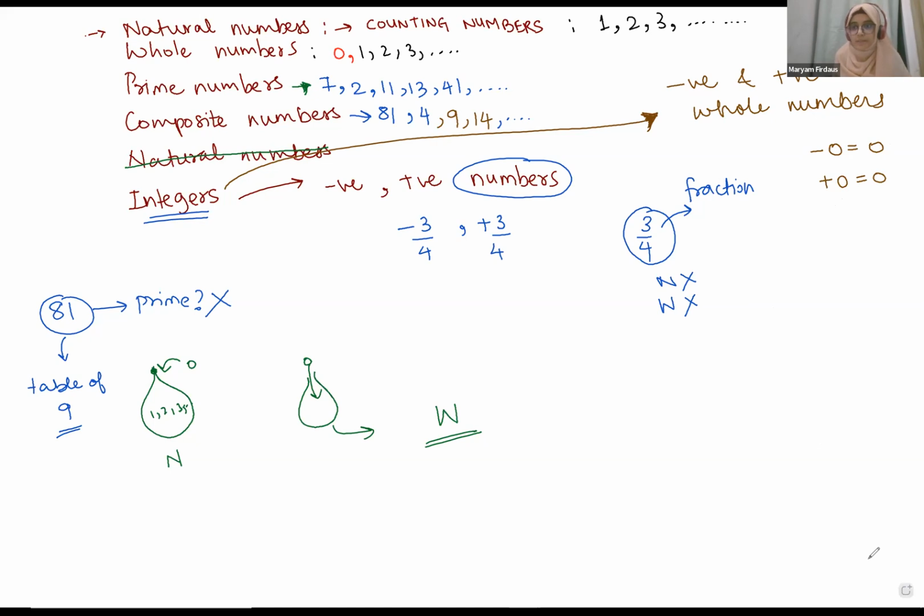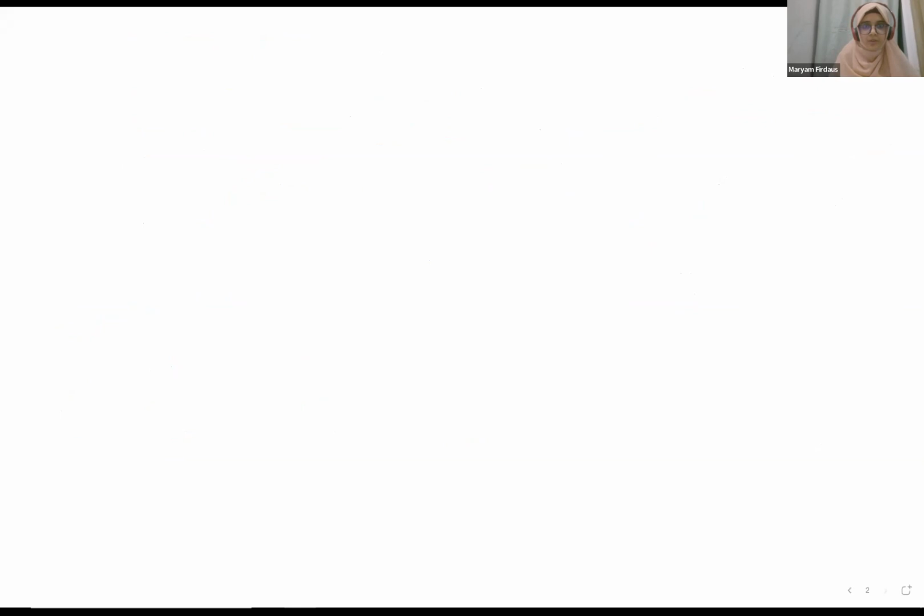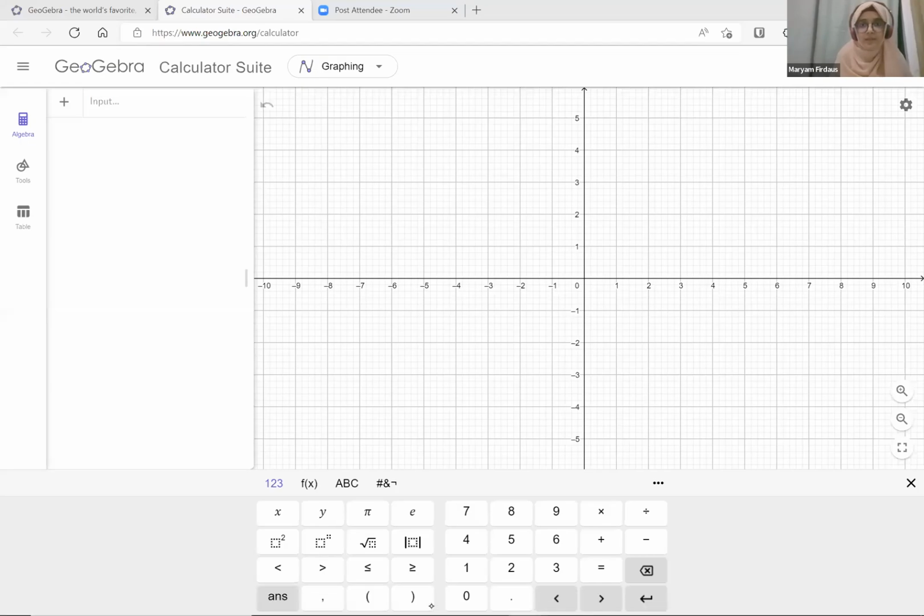Just a second. Okay. So let me share my screen here. Are you able to see my screen? Yes. Okay. All right. So you can see this number line, right? Yes. Let me make it clearer for you.